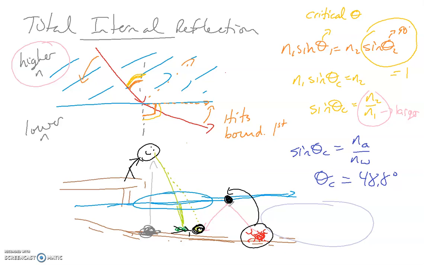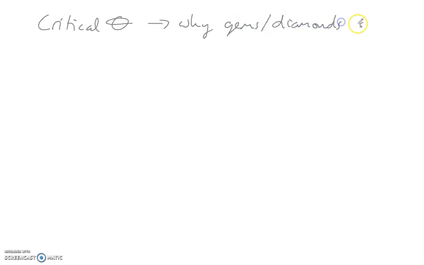And this is actually used for a variety of different things. Whether you realize it or not, it's kind of cool how this stuff actually works. So critical angle is used for tons and tons of different stuff. Probably one of the oldest applications of it is why gems, more specifically diamonds, actually sparkle.